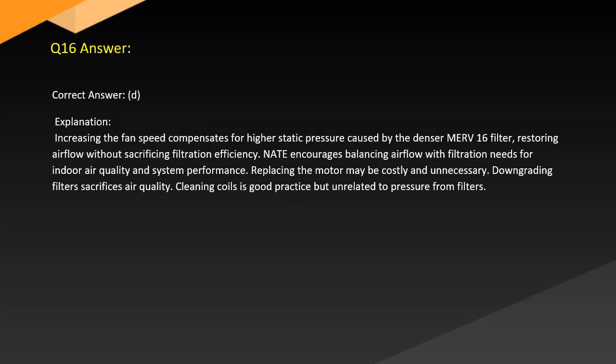Answer. Correct answer: D. Explanation. Increasing the fan speed compensates for higher static pressure caused by the denser MERV 16 filter, restoring airflow without sacrificing filtration efficiency. NATE encourages balancing airflow with filtration needs for indoor air quality and system performance. Replacing the motor may be costly and unnecessary. Downgrading the filter sacrifices air quality. Cleaning coils is good practice but unrelated to pressure from filters.